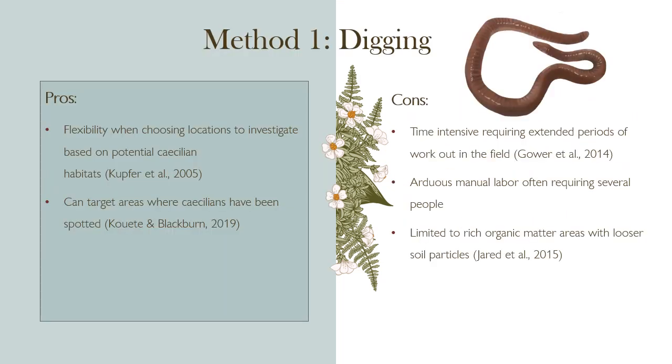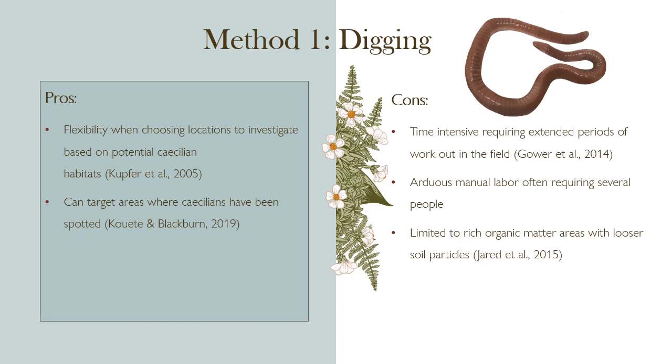The first method is digging, and digging is very straightforward. It's using some sort of tool, such as a hoe or a rake, to dig trenches or holes where you'd expect to find caecilians and spotting them firsthand. This can often be flexible because you can choose where you wish to investigate based on potential caecilian habitats, and you can also work towards areas where other people have spotted caecilian-like animals. You can just take your tools and go over there and manually do it.